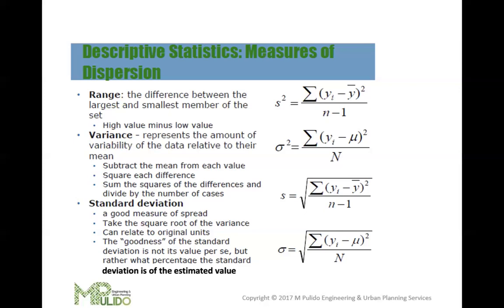Variance measures the average squared deviation of each data point from the mean. It quantifies the degree of spread in the data. What's the formula? S squared, variance, is equal to the summation of yi minus y prime, squared, raised to the second power, divided by n minus 1, where yi is each individual data point.